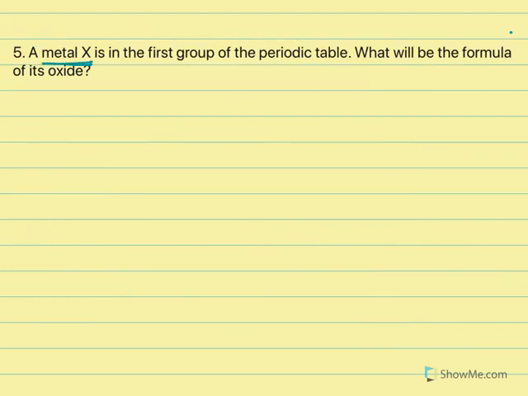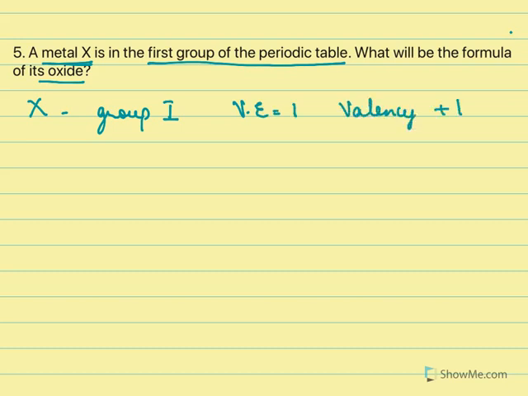A metal X is in the first group of the periodic table. What will be the formula of its oxide? So, X is in group 1. In group 1, that means its valency or valence electron equal to 1. Valency always plus 1 because group 1 are metals. So, X valency plus 1, oxide valency minus 2. So, it will be X2O, the formula of its oxide.